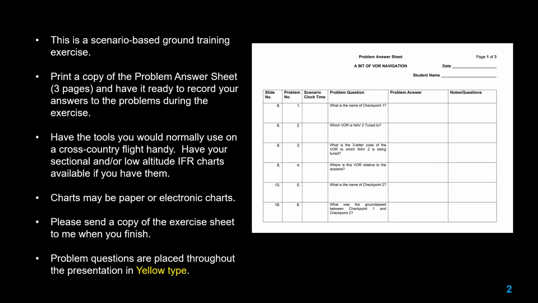If you don't have a printer, you may be able to use two electronic devices to enter the information or to view the problem answer sheet, sending in an editable Word form to allow you to do this. When you get all done, please send a copy of the exercise sheet back to me. Problem questions are placed throughout the presentation in yellow type.